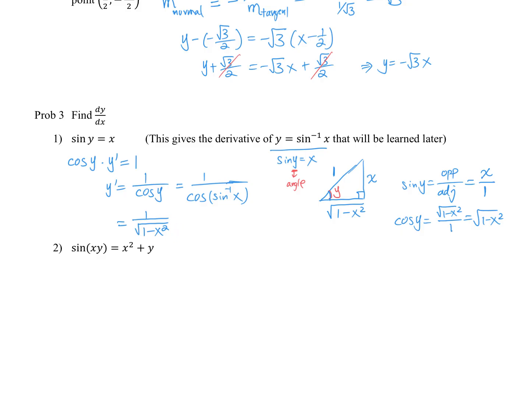We can derive this using a trigonometric identity from this step, but alternatively we can use this triangle to derive this directly from here. So now you can see that y prime is actually equal to this. And what is y? Y is sine inverse of x. So in other words, what's the derivative of sine inverse of x? It will be 1 over square root of 1 minus x squared.